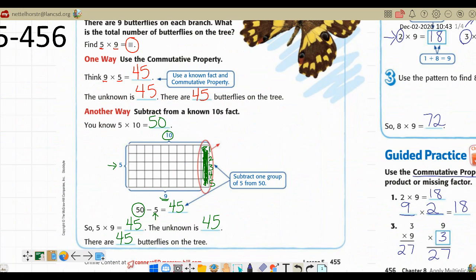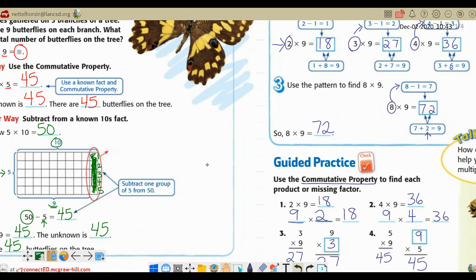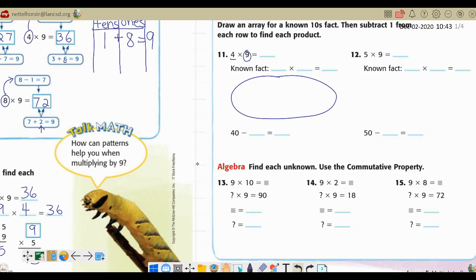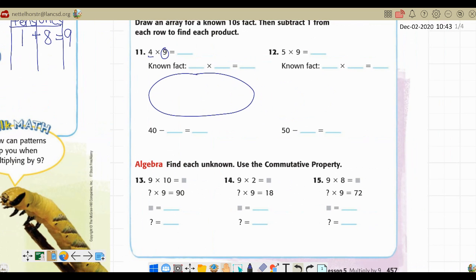Okay, you're going to draw your 5 times 10, for example, and then you're going to cross out your last row. You're going to figure out what 5 times 10 is, subtract 5, and there's that answer, and then it goes up here in your original problem. Okay, so you're going to do that for 11 and 12.